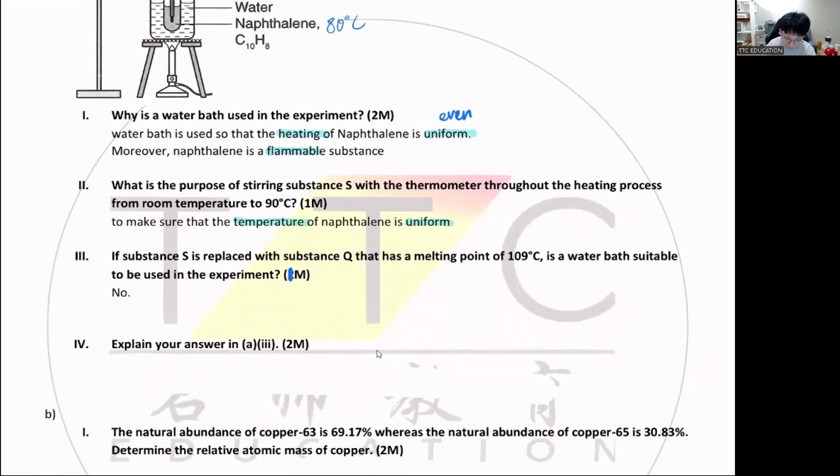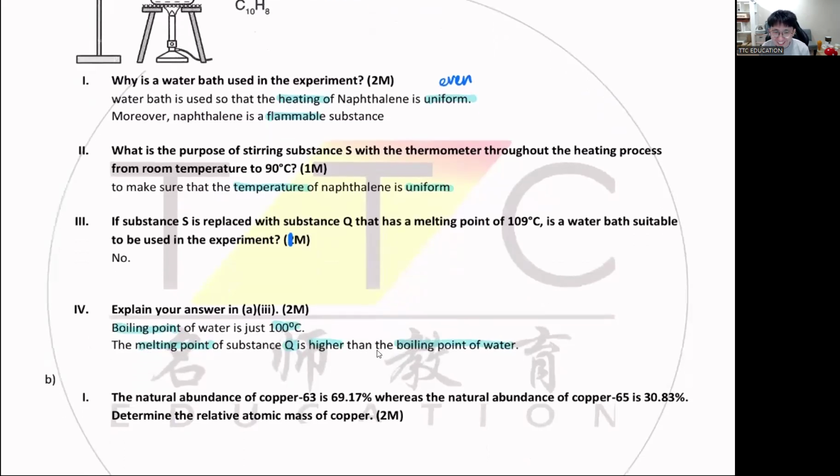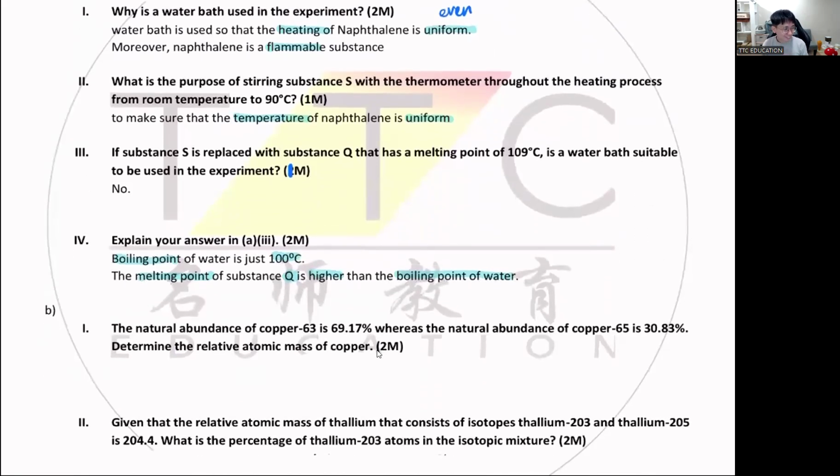So we say that the boiling point of water is 100 degrees Celsius. So the melting point of Q is higher than the boiling point of water. So sad, 1 mark only. Hey, you write NO, 2 alphabets, you get 1 mark. Very kind already, okay? Don't be sad. 2 alphabets get you 1 mark.